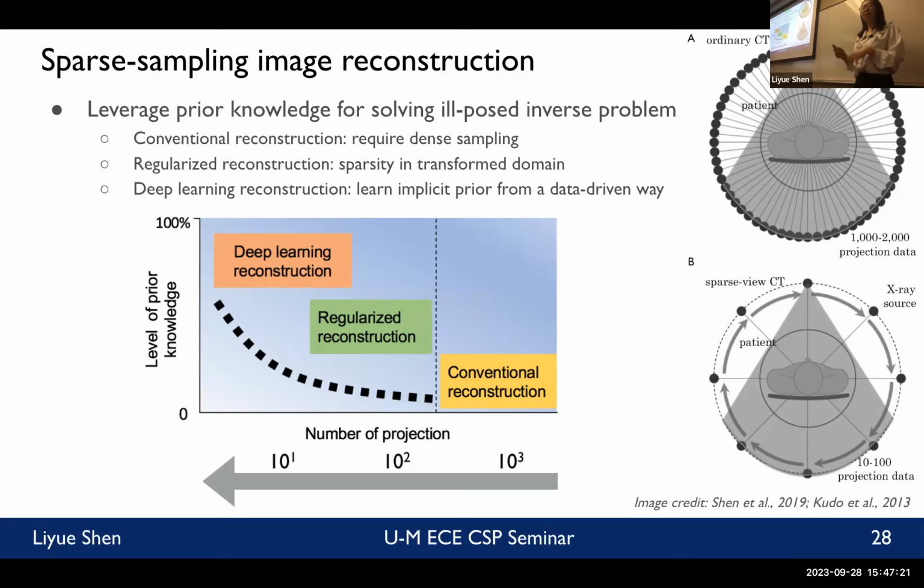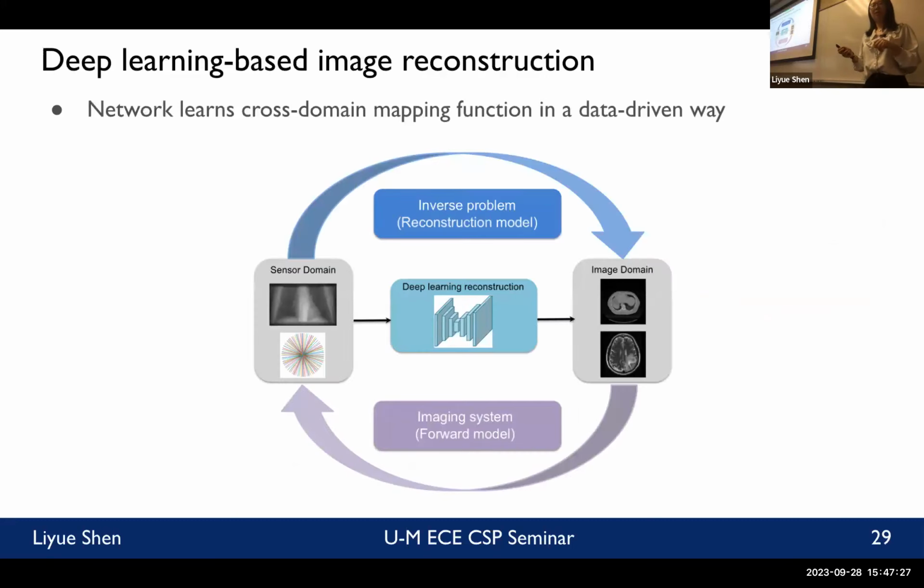So this has been the very early stage and also the initial motivation for the deep learning based image reconstruction. What we are doing here is that we want to learn this implicit prior in a data-driven way that could reduce the number of samples required to reconstruct the image.